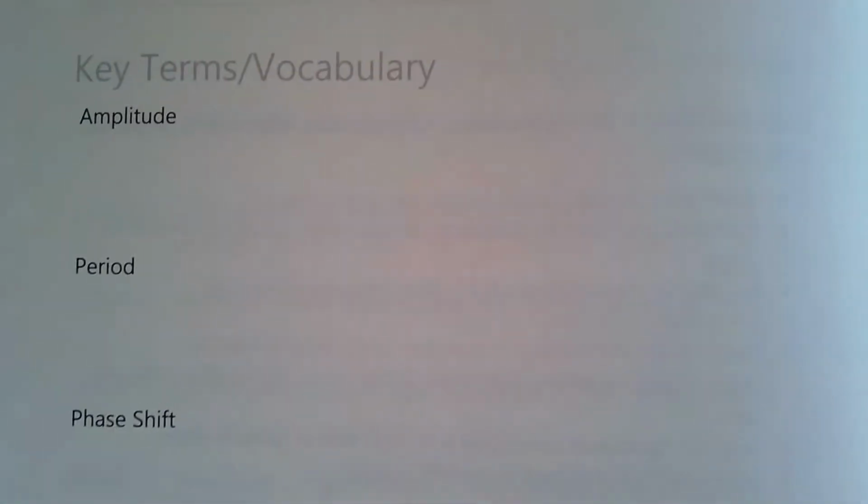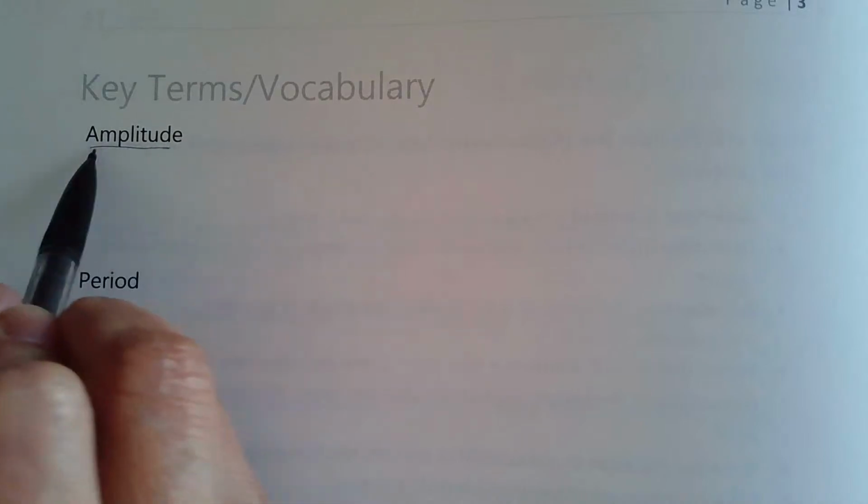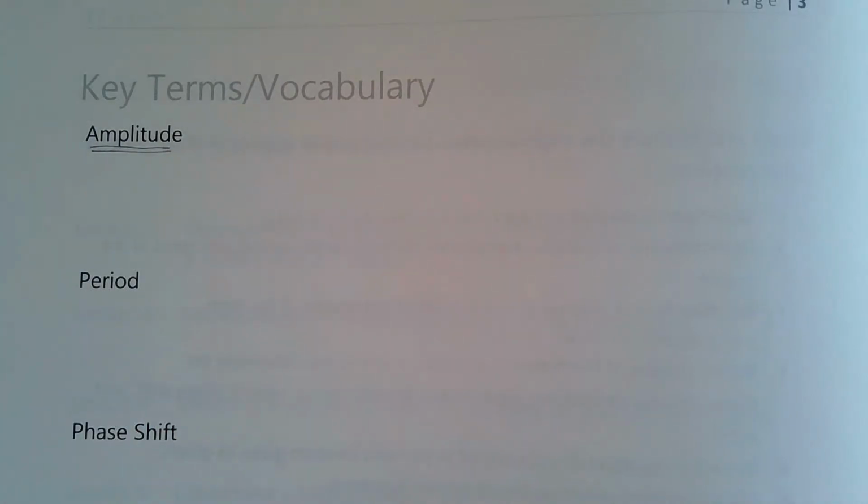Now, another thing that I just want to define first, because we're going to see it over and over again when we talk about the graph, is the word amplitude. If you've taken a physics class, you talk about waves, different kinds of waves, and you would talk about amplitude. So what is an amplitude?